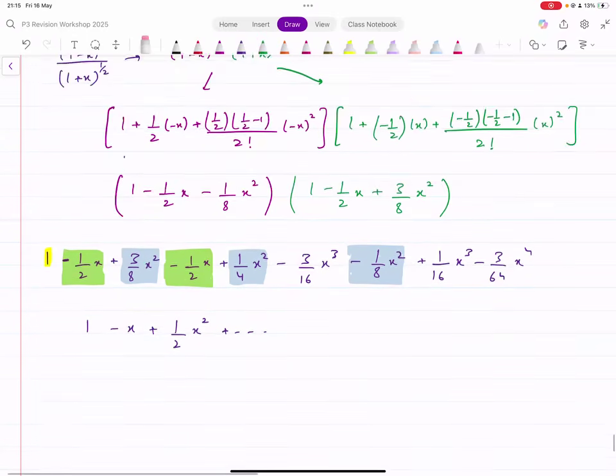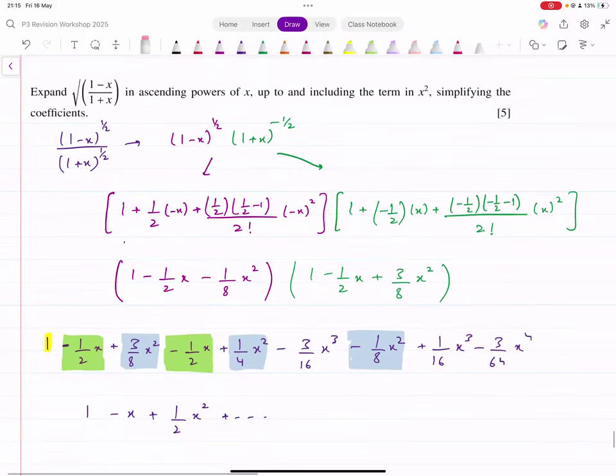Okay, so that's all that we need to know about binomial expansion. I hope that makes sense. Any quick questions before we move on?